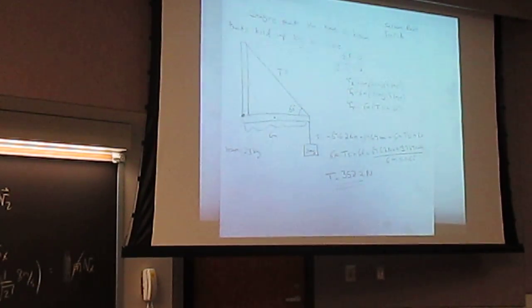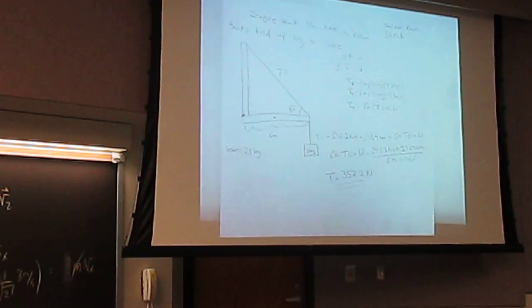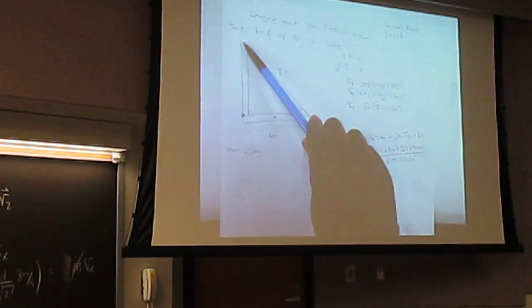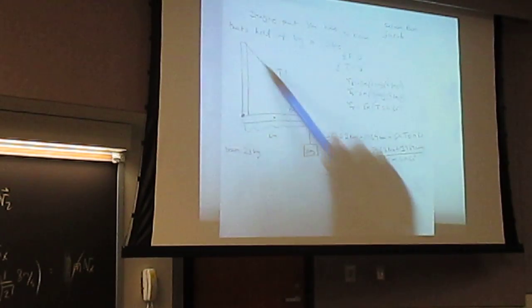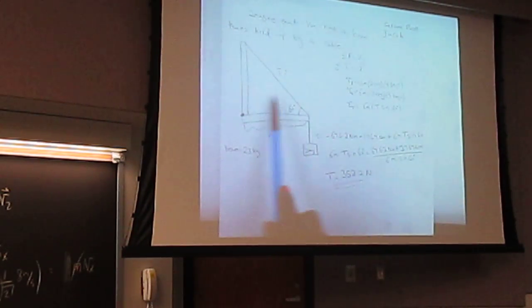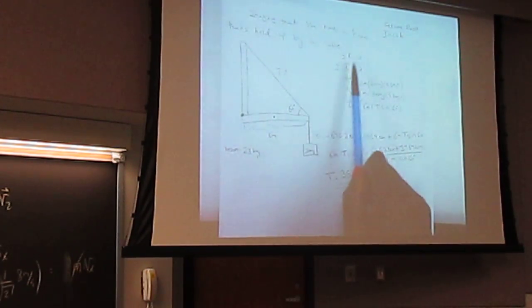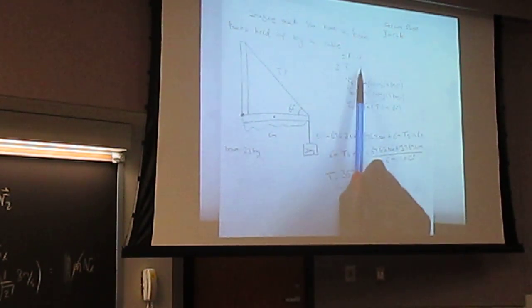Okay. Can you guys read this? So what's the problem? We have a problem here. It says imagine you have a beam that's held up by a cable. So this is the beam, this is the cable, and we want you to calculate the tension force in the cable here. We also have a hanging mass of 30 kilograms here. In statics, we know that the sum of the forces equals 0 and the sum of the torques equals 0.